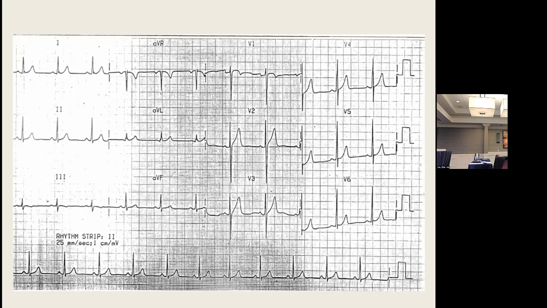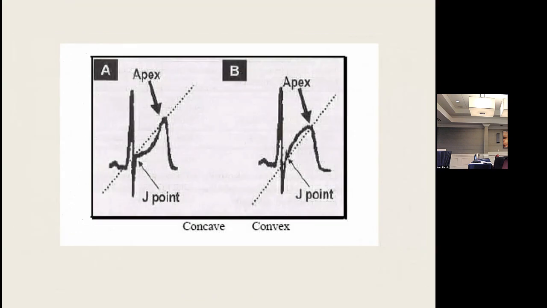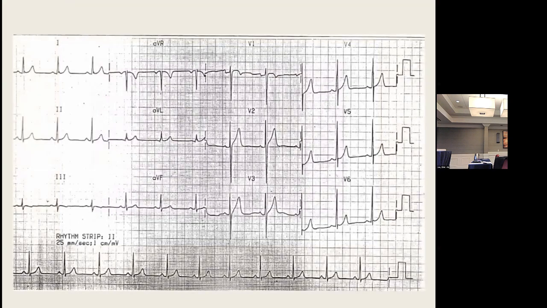What is classical ST elevation more than 2 millimeters in the V2, V3, V4, or V1, V2 distribution? That's anterior myocardial injury until proven otherwise. No, that's not what this is. Because it's more than just how high it goes. It's also, what is the ST segment doing?